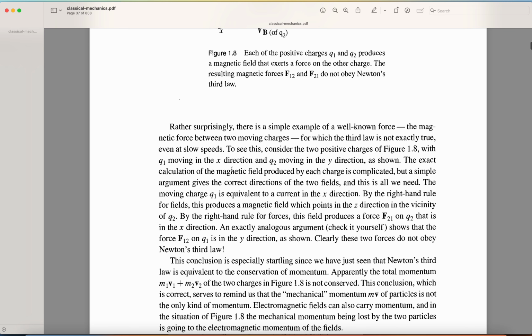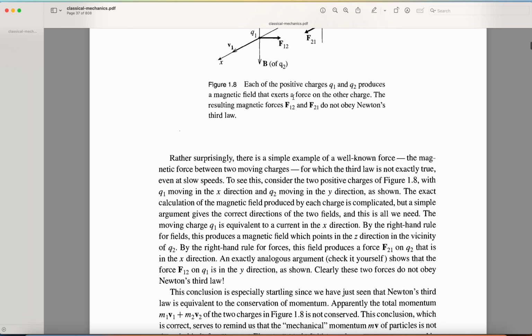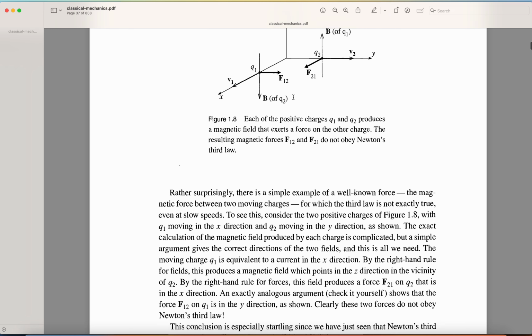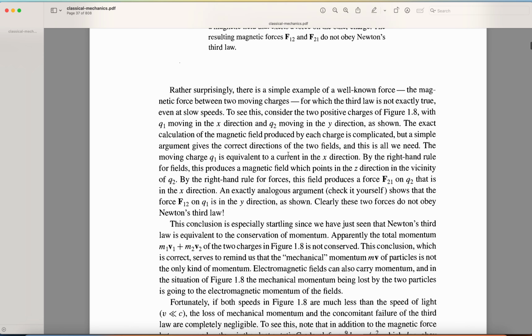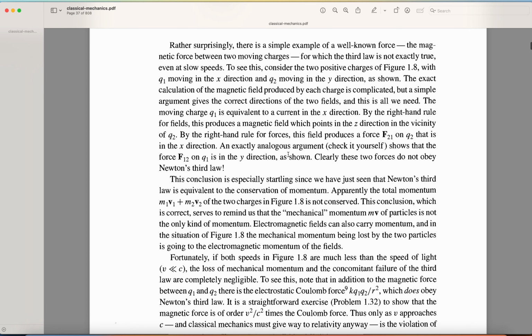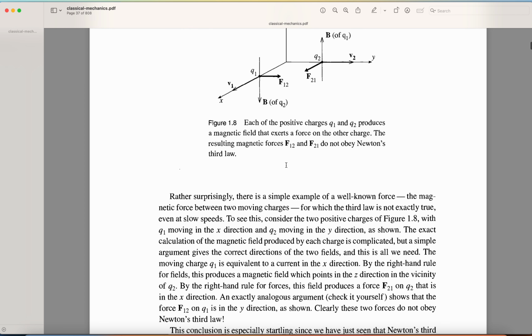Okay, so it says that Q1 is moving in the X direction and Q2 is moving in the Y direction, and they produce a magnetic field. Is it B? And then B of Q2 and B of Q1 exert a force F12, F21 on the other particle or something, with the right hand rule. Something like that. I don't know.